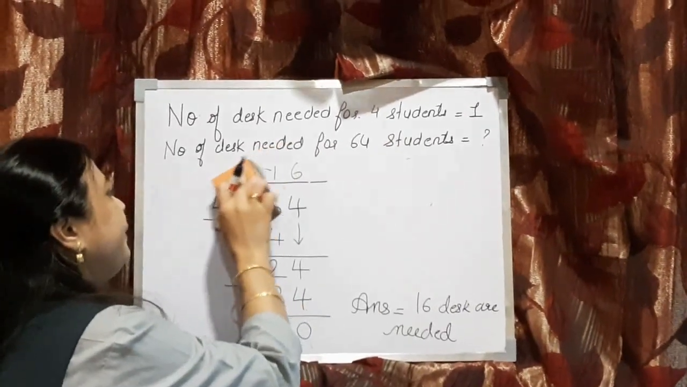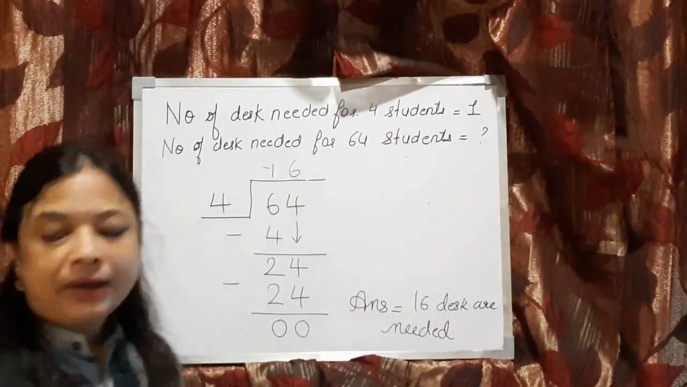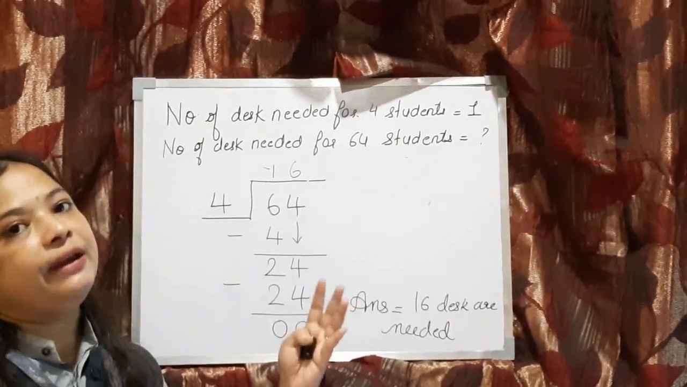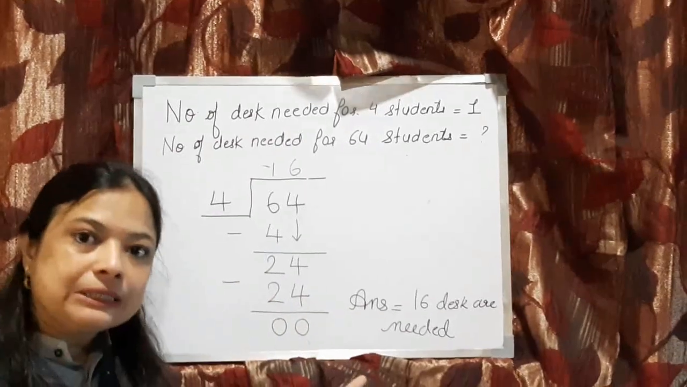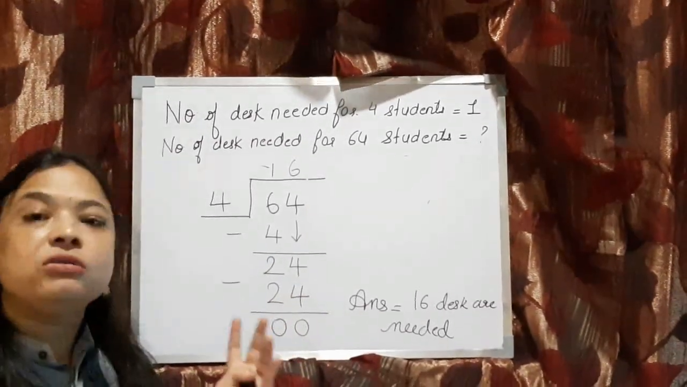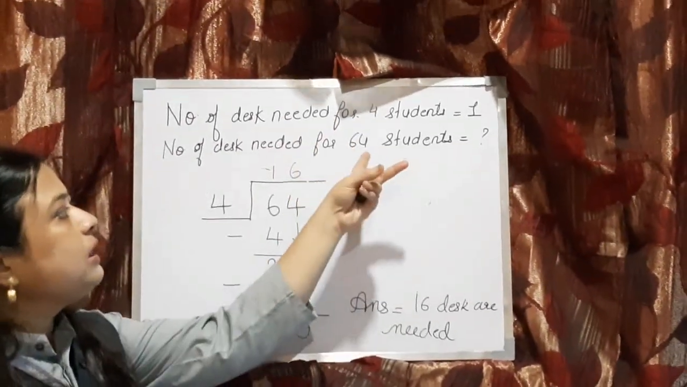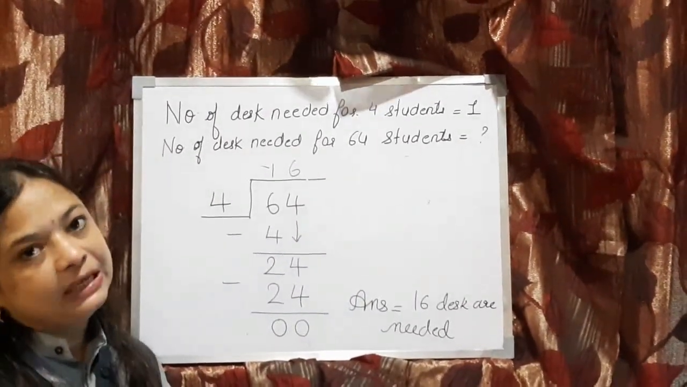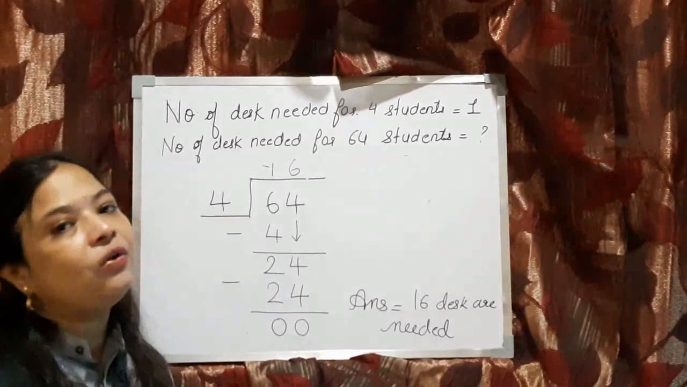So this way children, in multiplication we are finding out the total when one is given. In division, the total is given to us and we are finding out 1. See here also, total students are given to us and we had to find out the number of benches needed. Okay, come on now, let's do another sum.